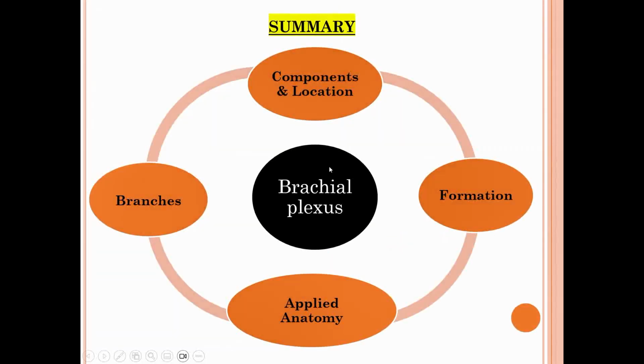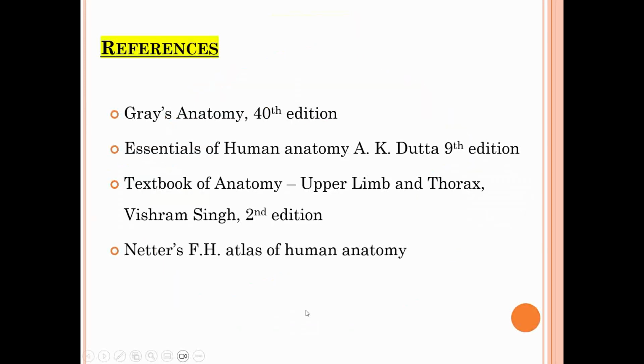So this is the summary of the brachial plexus. You have to describe what the components are and what their location is, how the brachial plexus is formed, what the different branches arising either from the roots or from the trunks or from the cords are, and in the last, applied anatomy. So these are the references, and thank you.